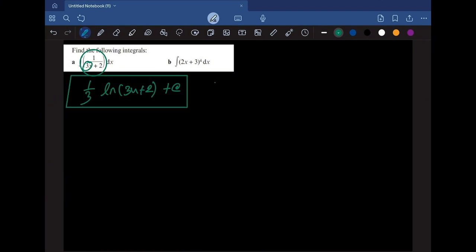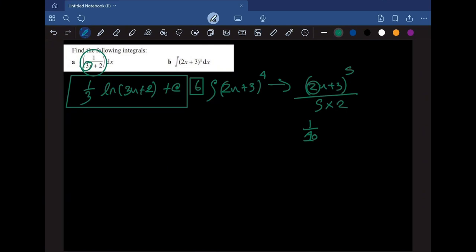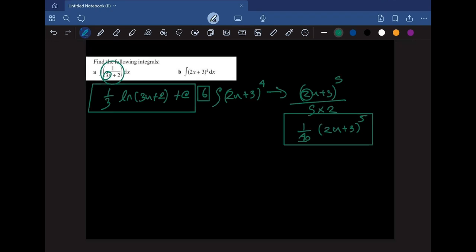Now in part B, they have written (2x plus 3) to the power of 4. For 2x plus 3, we will increase the power by 1, so it will become 5 and will be divided by 5, and we'll also divide it by the differential, so it will be divided by 2 as well. So it will become 1 by 10 into (2x plus 3) to the power of 5. Okay, so basically this is how we will do them. Hopefully you guys have understood it completely.